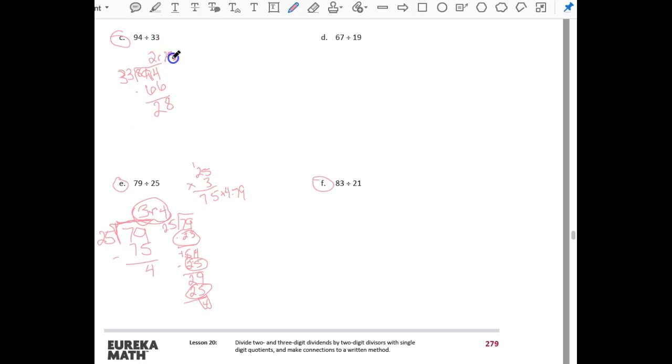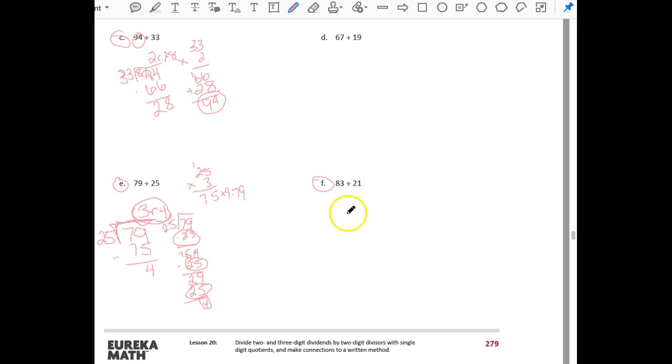Now let's check that guy. So we're going to go 33 times 2. We get our 66. Now we add our remainder of 28 and 8, 9, 10, 11, 12, 13, 14, 6, 7, 8, 9, 94. And that's what we're looking for, to go, hey, did we get it? Well, yes, we did.